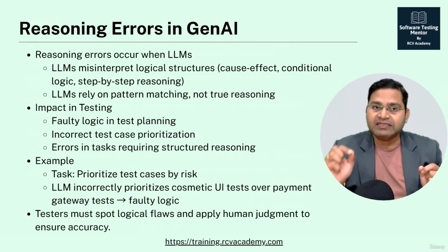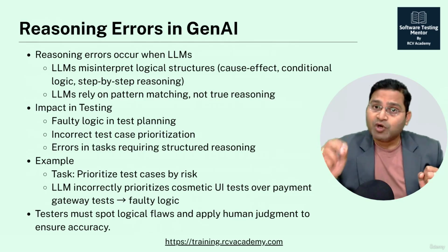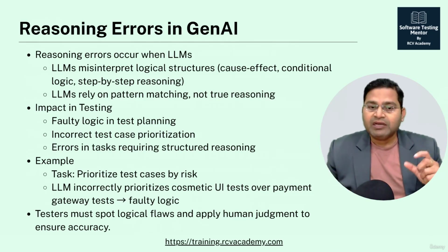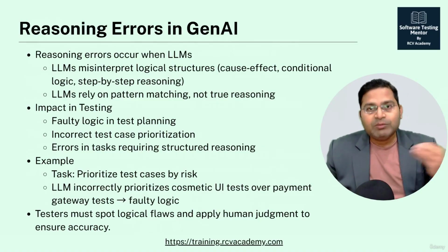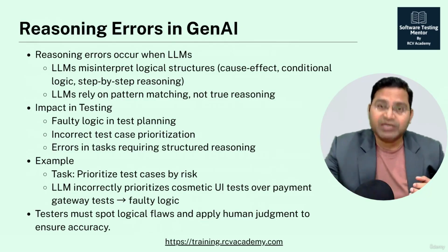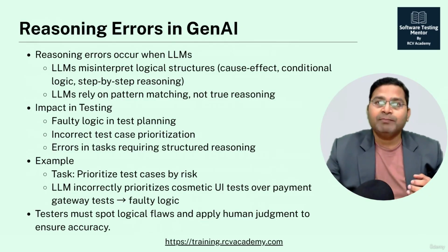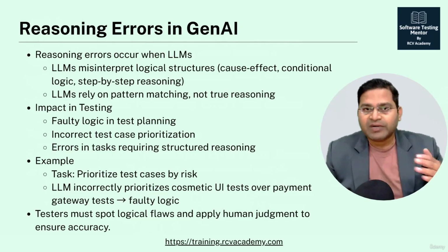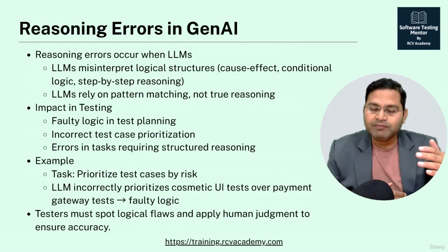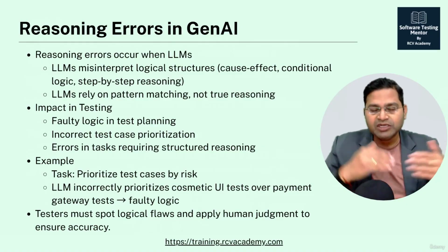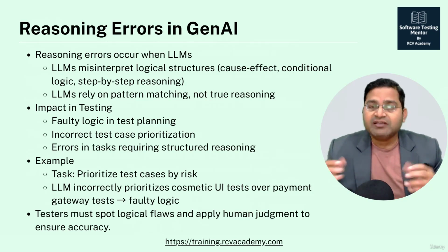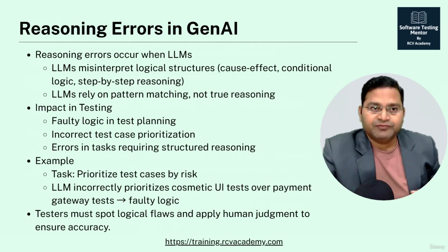We'll understand these reasoning errors in LLM models in generative AI in some of the tools practically in the upcoming tutorial, wherein I'll show you that the LLM will prioritize the cosmetic UI test cases over payment gateway test cases, and that might not be completely correct. So you have to see what the prioritization is, and whether it is actually correct. You take the base outcome provided by the generative AI, and then you redo the prioritization as seems correct or relevant in that project space. So that's the reasoning error.